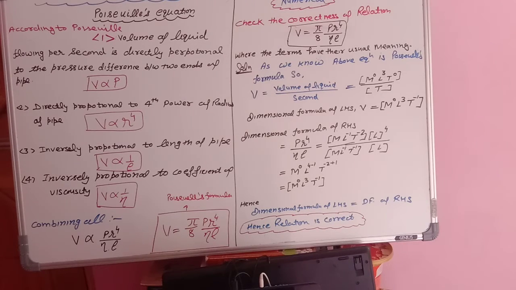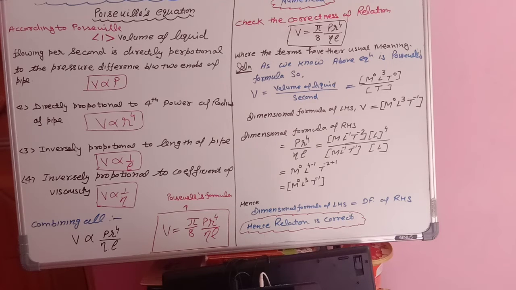Okay, so once again I am repeating Poiseuille's formula. It has 4 points. The volume of liquid flowing per second through a pipe is directly proportional to pressure, directly proportional to the fourth power of the radius of the pipe, inversely proportional to length, and inversely proportional to eta. Eta means viscosity. And when you combine all these, you get one formula called Poiseuille's formula, that is V is equal to pi upon 8 PR4 upon eta L.